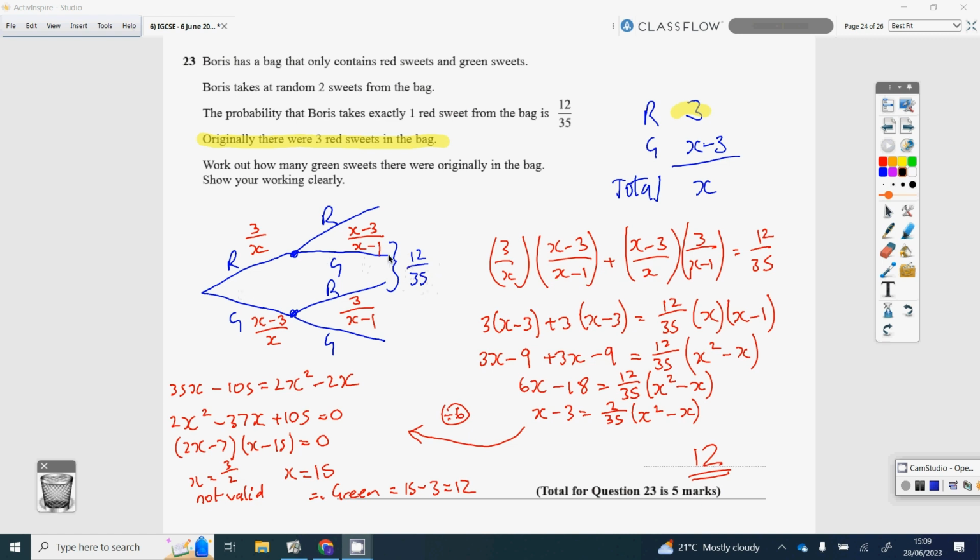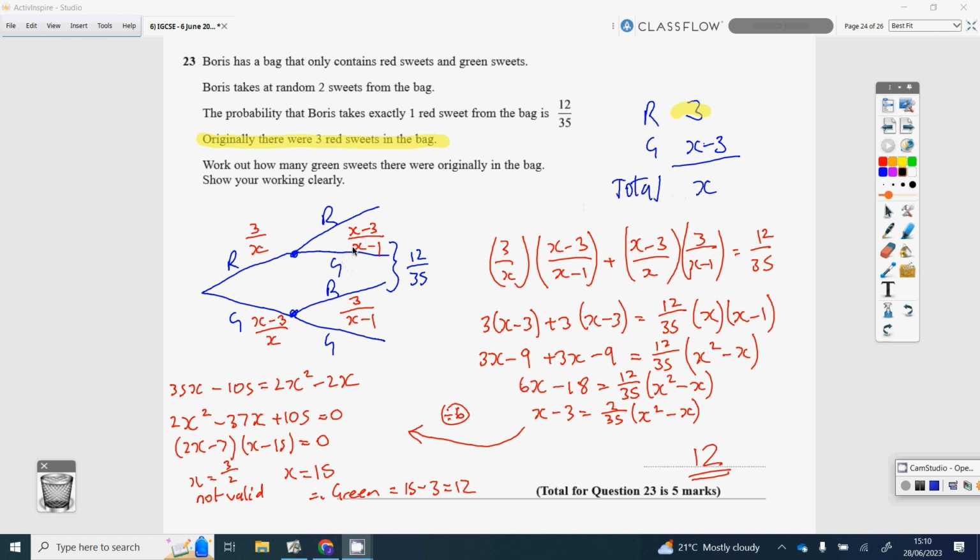So how do we get to these 2 points here and here? We either go red, green, or we go green, red. So let's consider the red, green first of all. The probability of a red with our first pick is 3 out of x. Fair enough. And then if we were to get a green with our second pick, now you've got to really think here, the number of greens hasn't changed because we picked a red first of all. So the number of greens, the numerator, is x minus 3. But our denominator, our total, has gone down by 1 because we've picked a red.